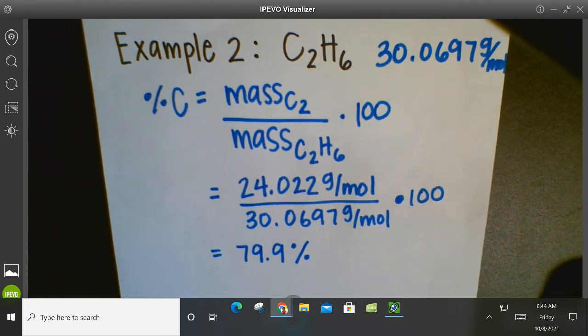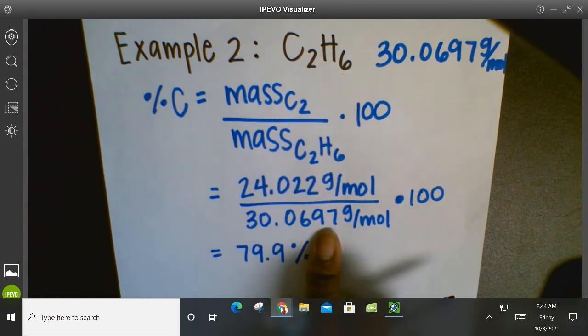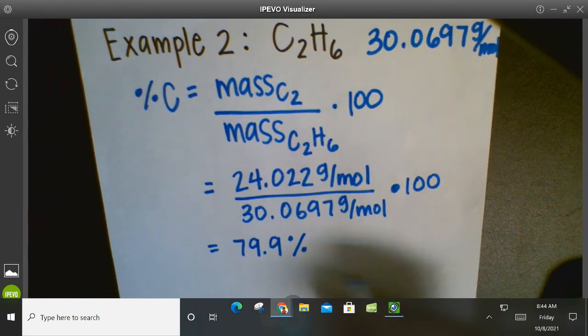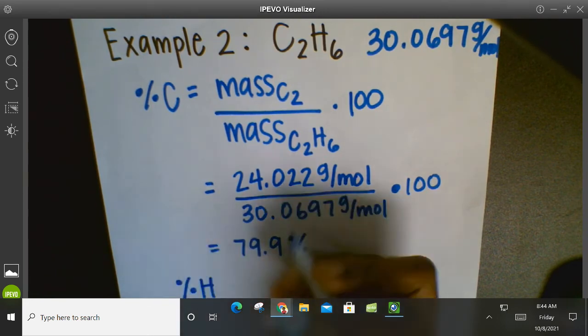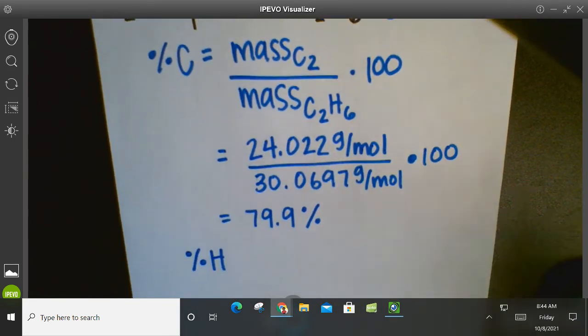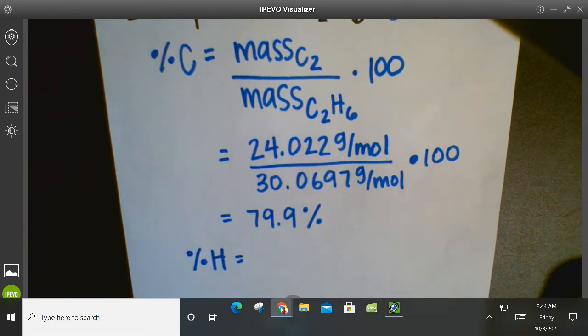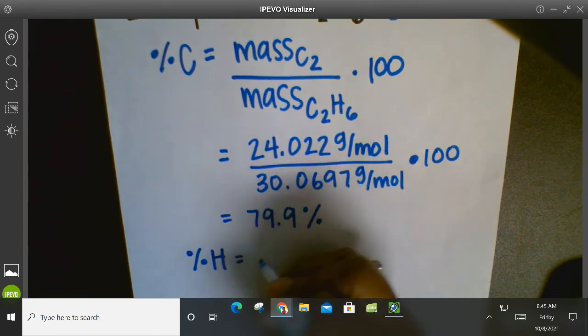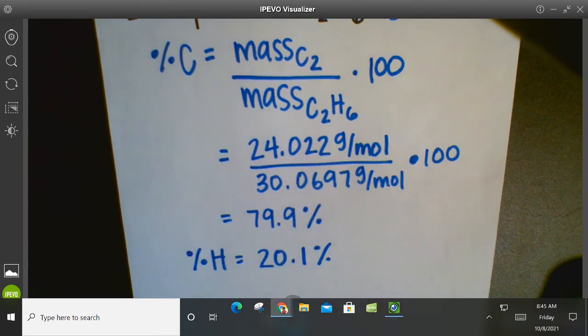Once again, I can take the mass of the 6 hydrogens divided by the total mass to get the percent hydrogen in this compound, or I can go through and say, well, the percents will equal 100. If carbon is 79.9, then what I'm going to do is take 100 minus 79.9, and that will give me the percent hydrogen in the compound, which is 20.1%. All right, so that's example number 2.